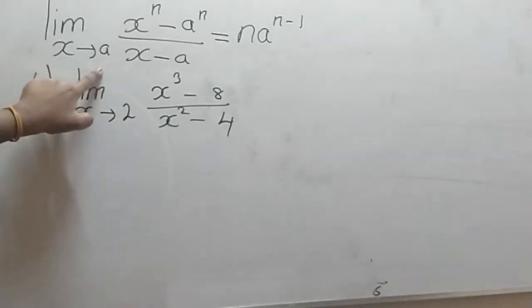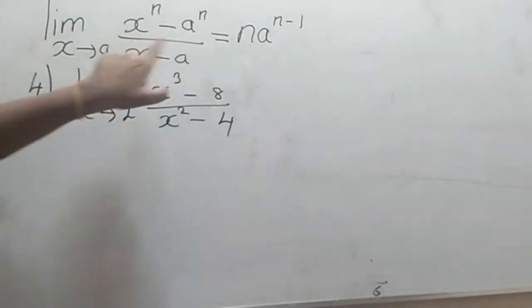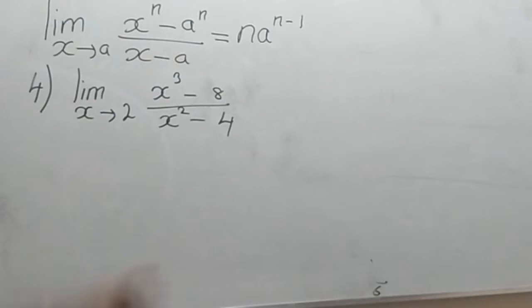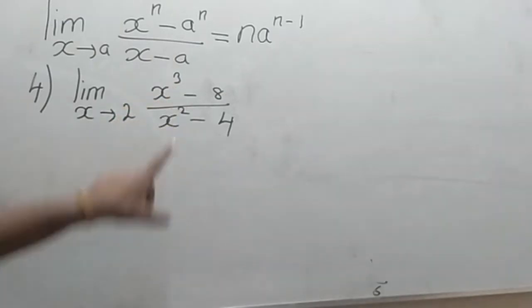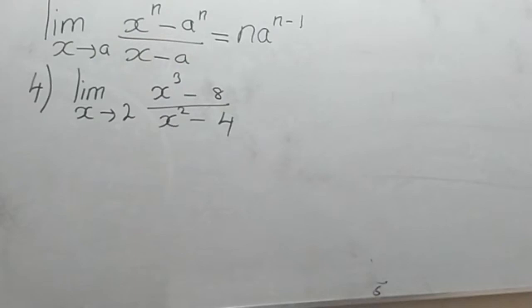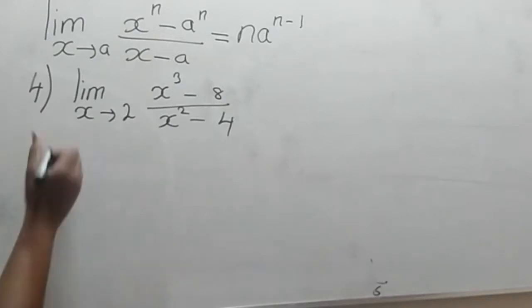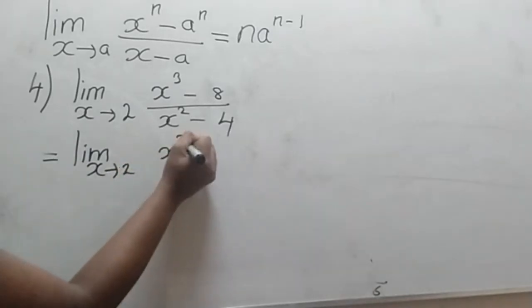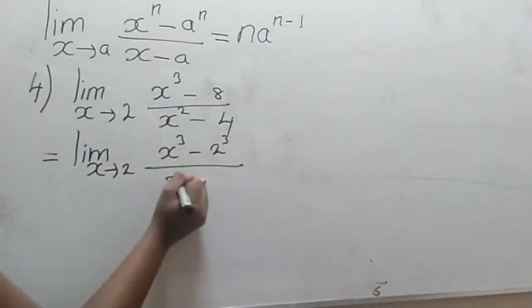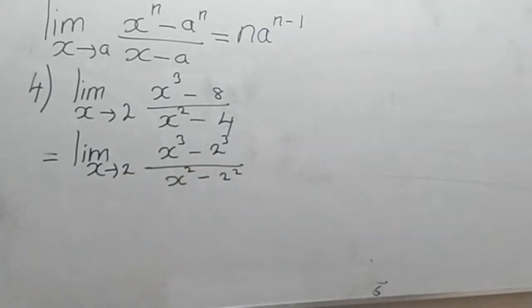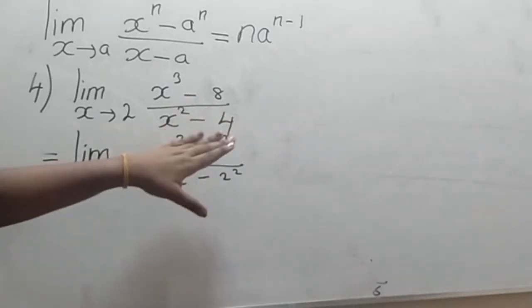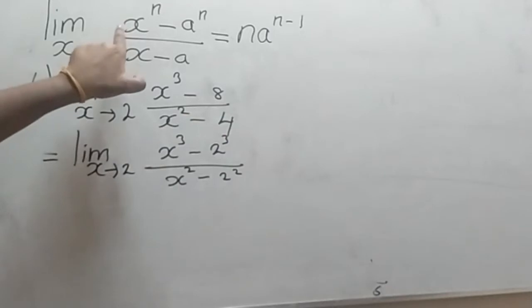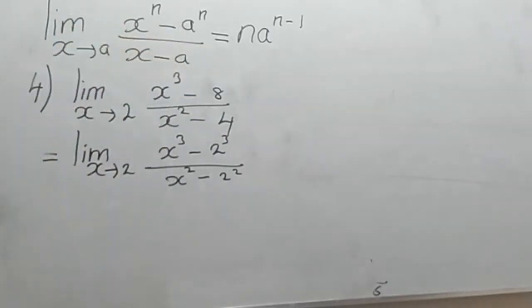Limit of x tends to a, x to the power n minus a to the power n over x minus a. Here you see, there is some n here, there is some n here also. Then how to do this question? Okay. So first of all, we can write this one like this now. You see, limit of x tends to 2, x cube minus 2 cube. This is 2 cube. Similarly, this we can write as x squared minus 2 squared. But the thing is, if there is x cube minus 2 cube, bottom we need x minus 2. See, x cube minus 2 cube means here we need x minus 2.